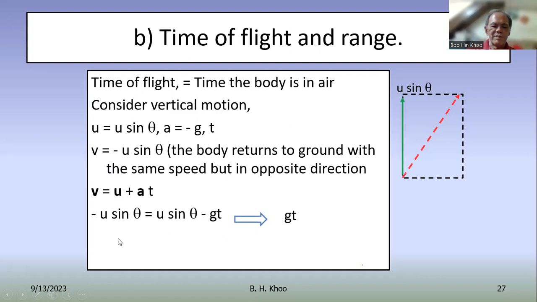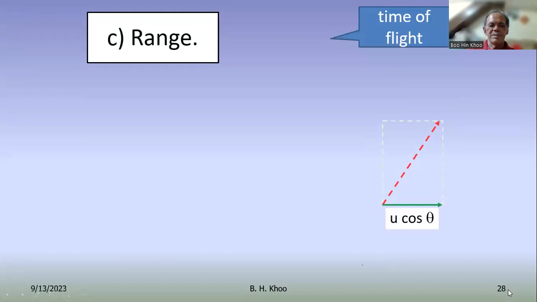So we take this one over there. This one will add to that one. So we get 2u sine theta. We want to find t, so we take the g down. We get our equation. Range. That's what we have determined. Time of flight.